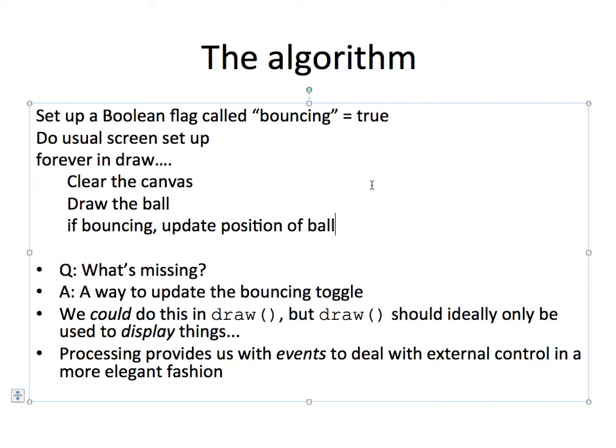Now, we could handle this in the main draw loop, but ideally draw should only be used to display stuff. There are many reasons for this, but they primarily relate to the need to keep draw as lightweight as possible, because draw, you'll recall, is called over and over again many times a second, and in order to avoid screen lag and things looking jerky, it's best to spread out the computational effort of a program into different parts of the program. You want to minimize the amount of work that's actually done in the draw function.